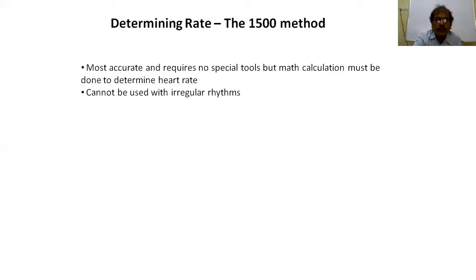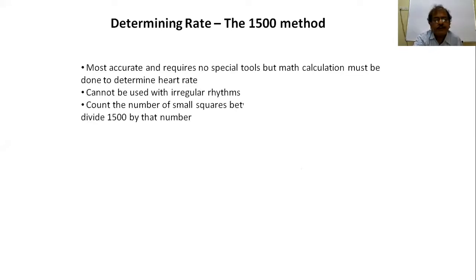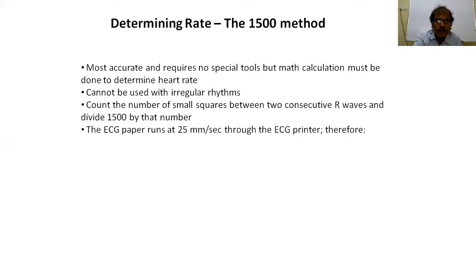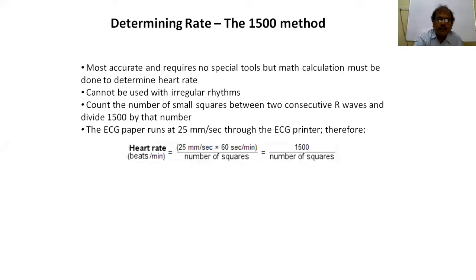This again cannot be used with irregular rhythms. Count the number of small squares between two consecutive R waves and divide 1500 by that number. In this case, the ECG paper must be at 25 millimeter per second when we utilize the 1500 method. So the heart rate, that is beats per minute, is 25 millimeter per second into 60 seconds per minute divided by number of squares. So 25 into 60 means it is 1500 by number of squares.